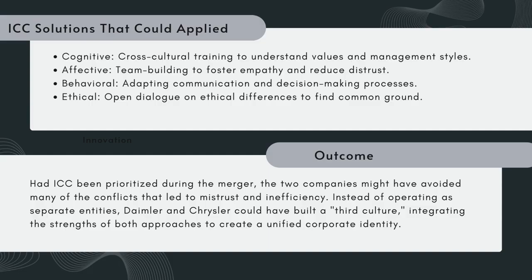In the end, the outcome of this case is that had ICC been prioritized during the merger, the two companies may have avoided many of the conflicts that led to mistrust and inefficiency. Instead of operating as separate entities, Daimler and Chrysler could have built a third culture integrating the strengths of both approaches to create a unified corporate identity.